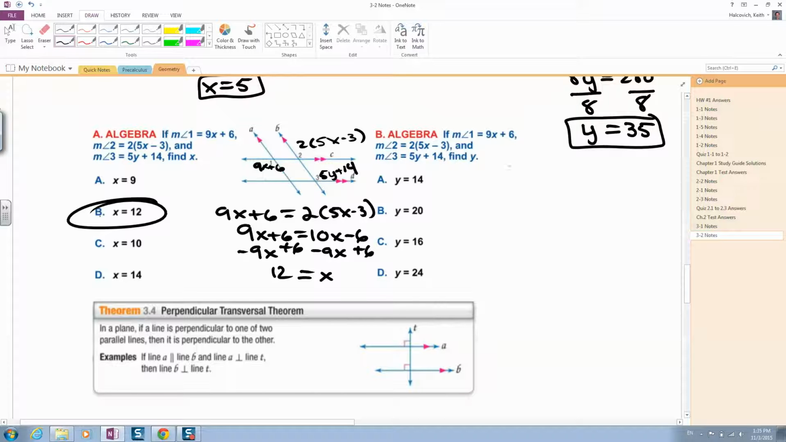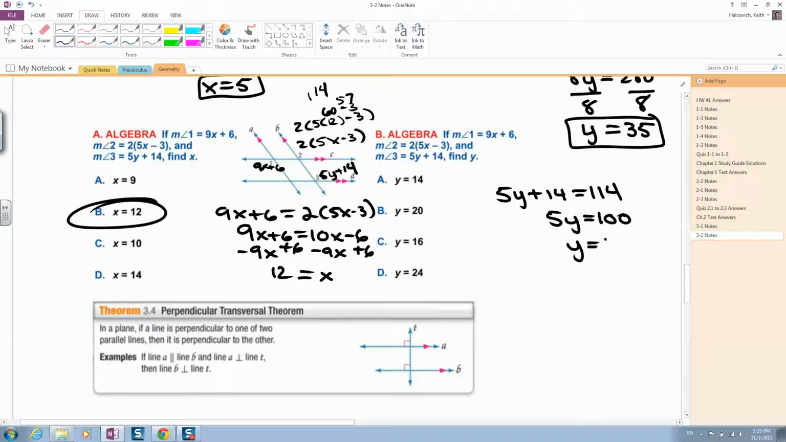So then in the same picture, find y. So if x is 12, 2 times 5 times 12 minus 3. So 60 minus 3 is 57. Times 2 is 114. So 5y plus 14 equals 114. 5y equals 100. y equals 20. That's B.